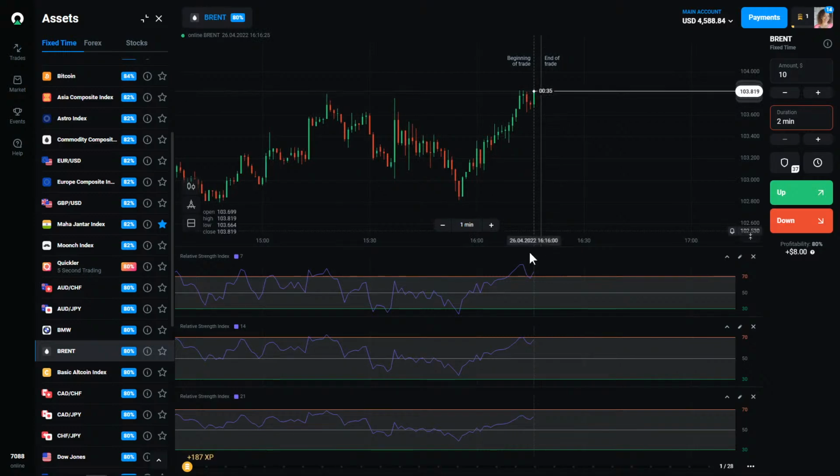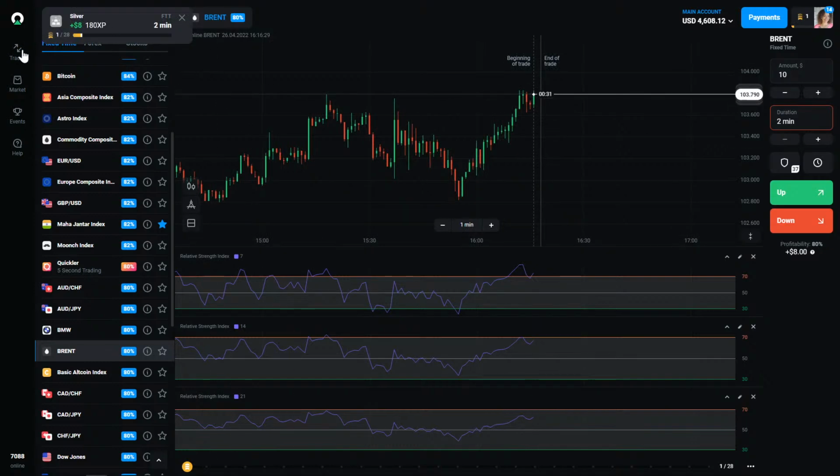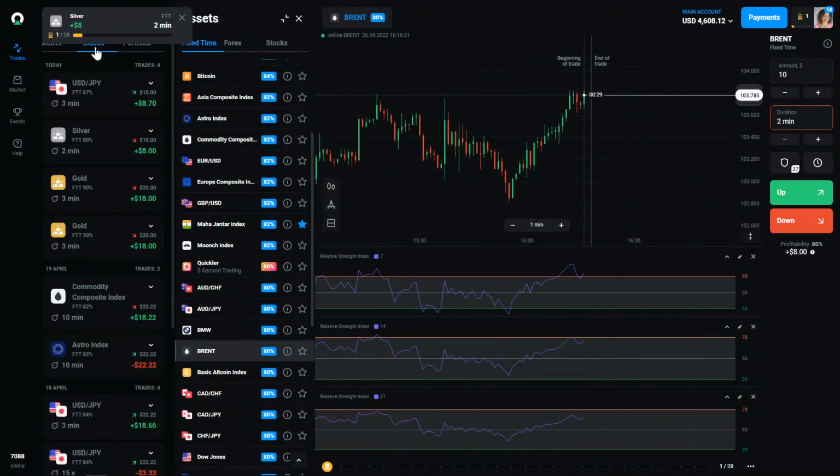Brent oil. What's Brent oil doing? Kind of a weak approach. Silver went in. What about the other one? I missed it.